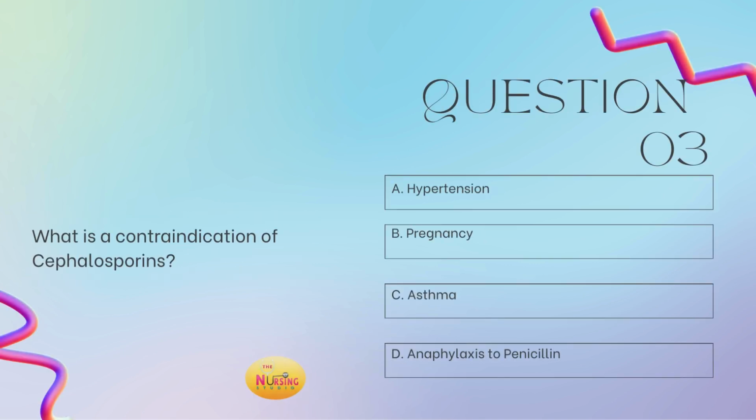And then lastly, question number 3, what is a contraindication of cephalosporins? Is it A, hypertension, B, pregnancy, C, asthma, or D, anaphylaxis to penicillin? Take a moment and tell me what you got.